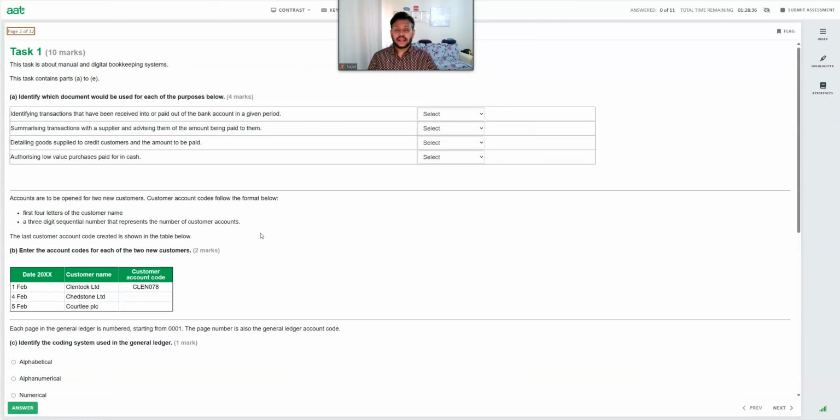the bank. For example, if I'd like to see the small transactions I have done through cash, I'm looking at the petty cash book. The petty cash book will tell me how much I have spent on a tea, on a coffee, or through cash. So it is important to understand what the purpose is and what document is relevant.